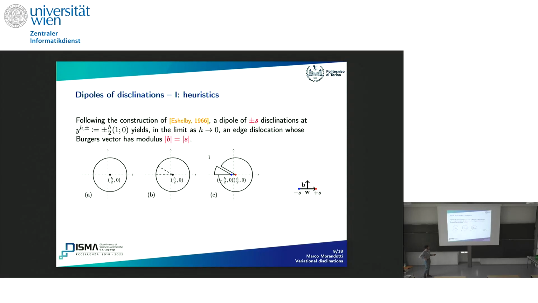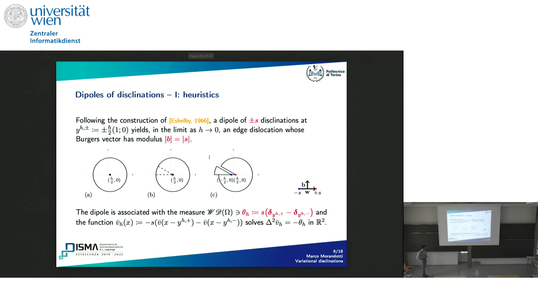So in gluing it together, you will obtain, as per Eshelby's construction, an edge dislocation, whose Burgers vector is directed perpendicularly to the director from the minus to the plus sign, as I depicted here. In the limit, of course, right? Because here, at this point, the mismatch is perpendicular to the radius, but then when you close it and send h to 0, then it will become vertical. So the dipole is associated with this measure here, where delta is placed at the plus and minus locations.